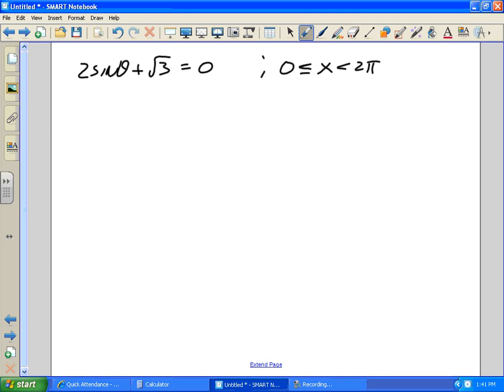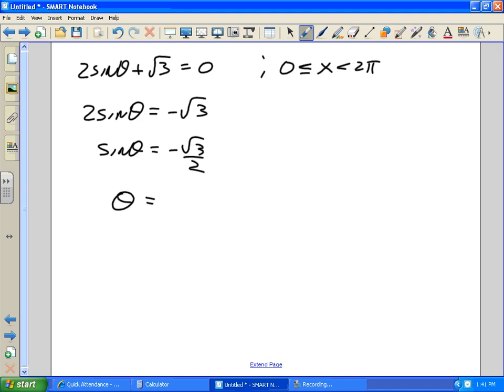Now I only want one rotation. So what I need to do is isolate the trig function. So what would you do to isolate the trig function first? Subtract square root of 3. So I get 2 sine of theta is equal to negative square root of 3. Now what would you do? Divide by 2. So I get the sine of theta is equal to negative square root of 3 over 2.